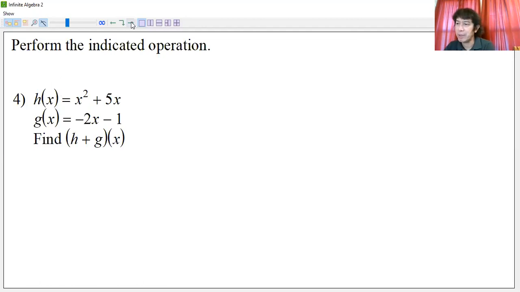This is the fourth number under addition. All right, we have here the fourth number, and you can glance at the problem. H of x is equal to x squared plus 5x, and we have the function g of x equals negative 2x minus 1. We are asked to find h plus g of x. Okay, let's proceed to our solution.